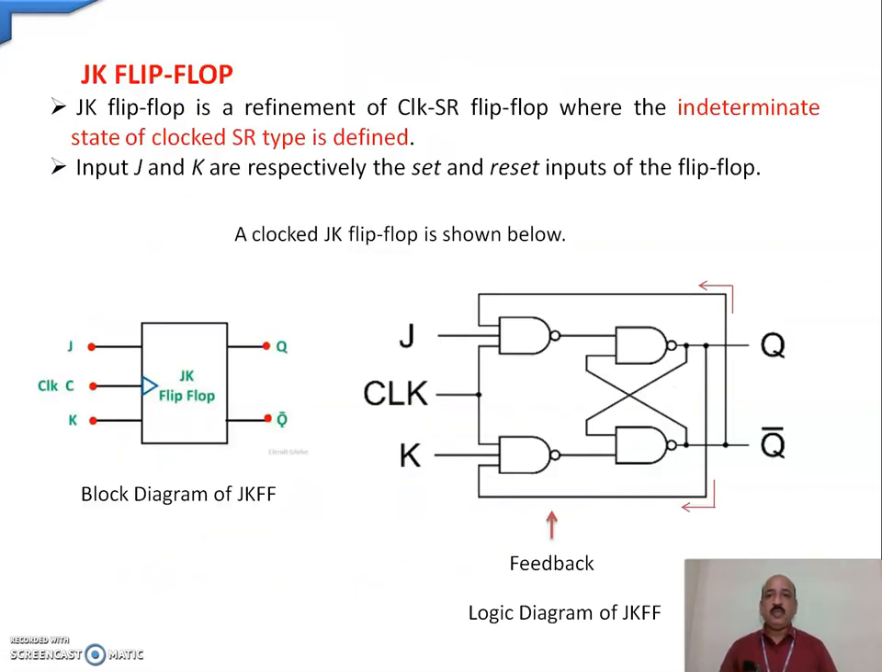A JK flip-flop is a refinement of the clocked SR flip-flop, where the indeterminate state of the clocked SR type is defined. Inputs J and K are respectively the set and reset inputs of the flip-flop. This is the logic diagram of the JK flip-flop. You can see a feedback mechanism, wherein the output Q is taken as the input of one of the NAND gates. Similarly, the output Q bar is taken as feedback and is connected at the inputs.